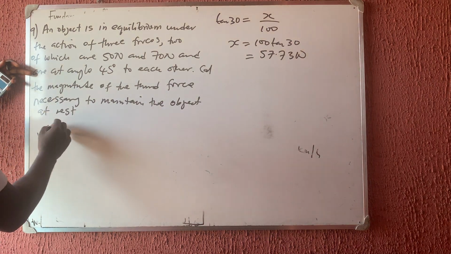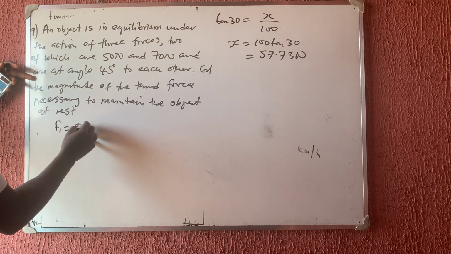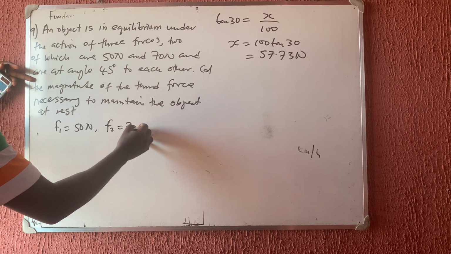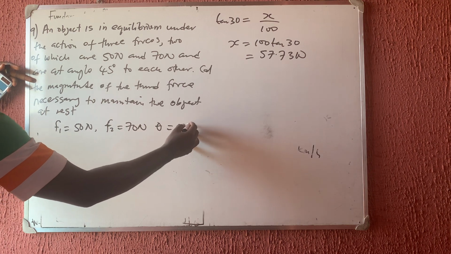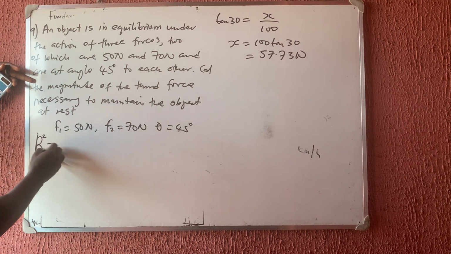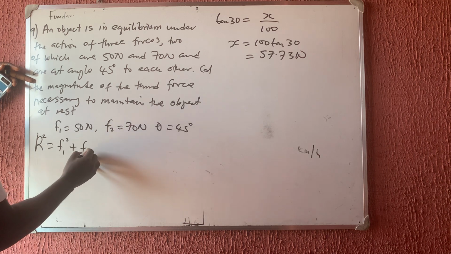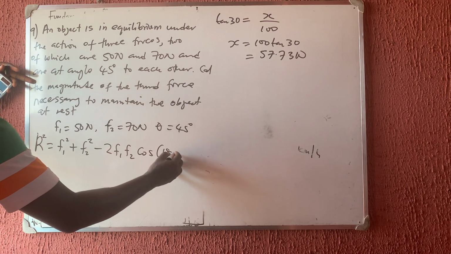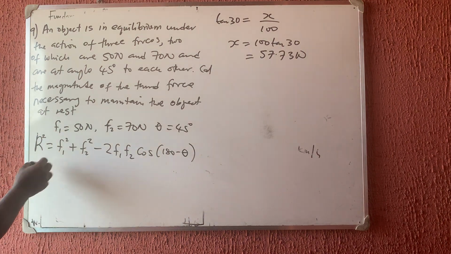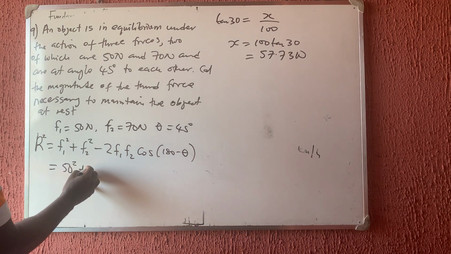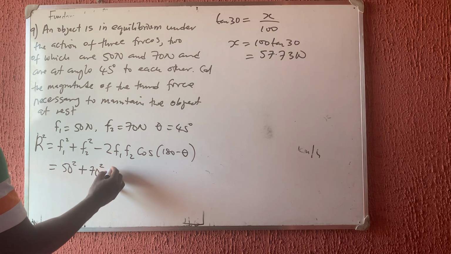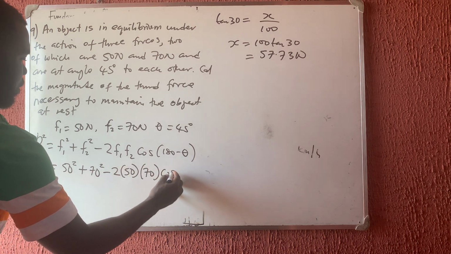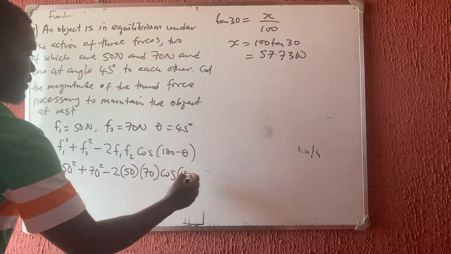then we are going to use our normal formula. F1 is equal to my 50 Newton, F2 is equal to my 70 Newton, then my theta is equal to 45 degrees. And I have a formula that says the resultant squared is equal to F1 squared plus F2 squared minus 2 times F1 times F2, then cos 180 minus theta. Okay? So I'm having 50 squared plus 70 squared minus 2 times 50 times 70, then cos 180 minus 45.